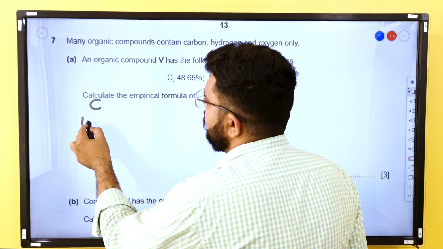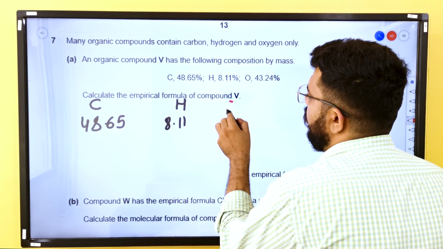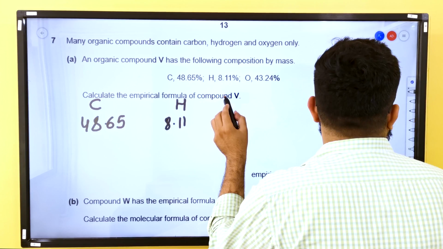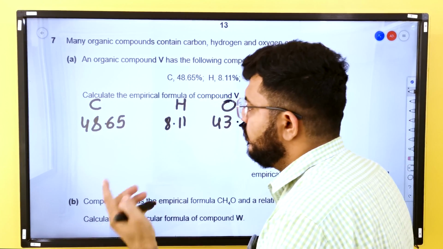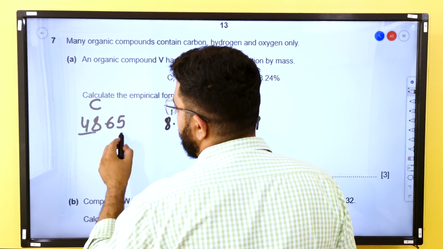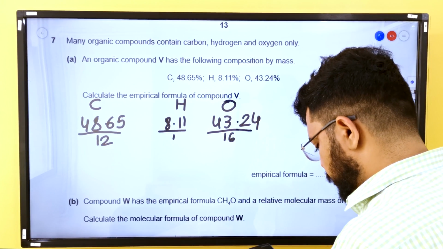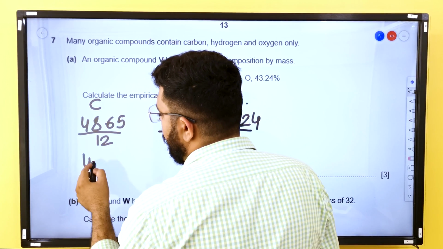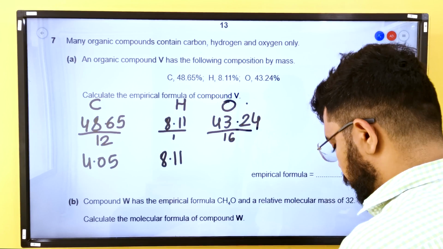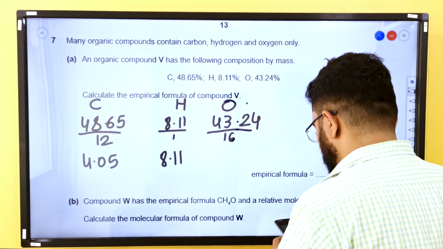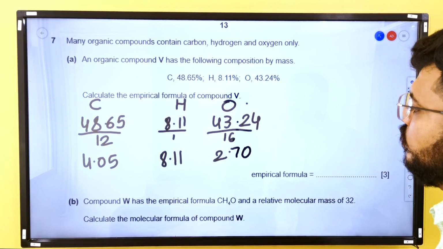In that case, your carbon is going to be 48.65 grams. Hydrogen is going to be 8.11 grams and oxygen is going to be 43.24 grams, right? Now we need to find out the moles in which they are combining. So divide each of them by their relative atomic mass, right? So 48.65 divided by 12, you get 4.05. 8.11 divided by 1 is going to be 8.11 and 43.24 divided by 16 is going to give you 2.70, right?